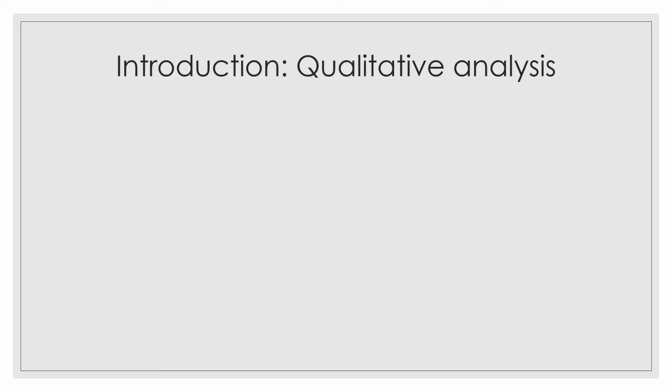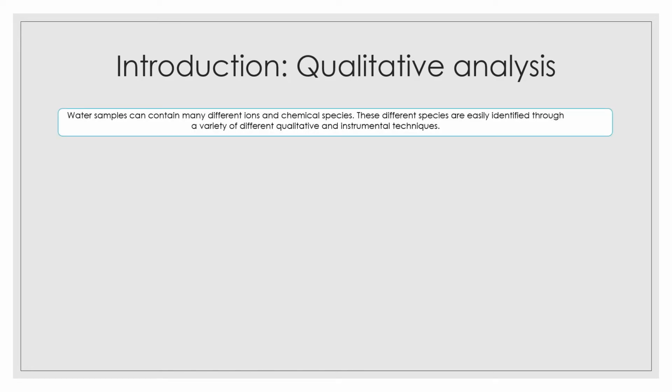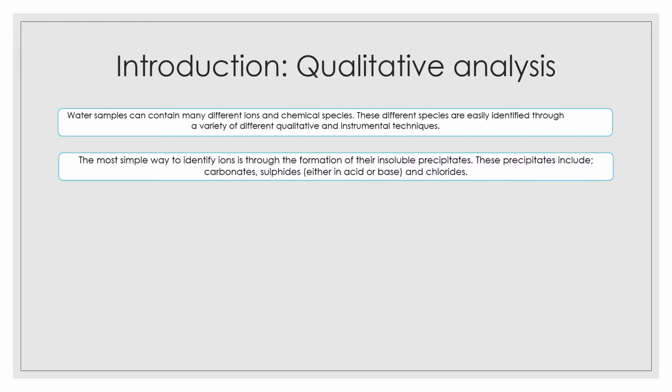So what is qualitative analysis? Water samples will contain a variety of different ions and chemical species, and these can be identified in a number of ways, but the easiest way to check to see if an ion is present in the solution is using their insoluble precipitates. The only problem with this is you won't be able to get any information about the concentration of an ion or anything like that. You'll just know that the ion is present.